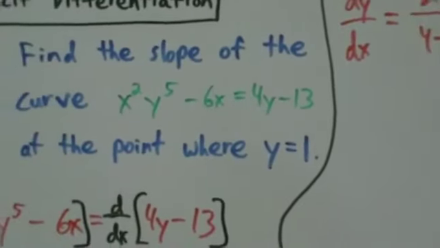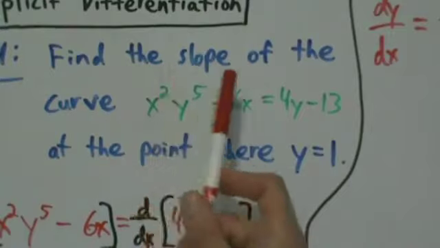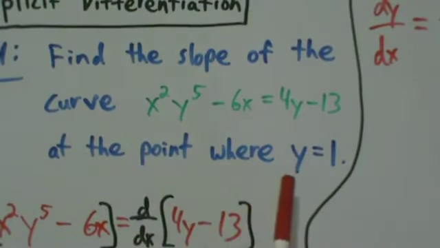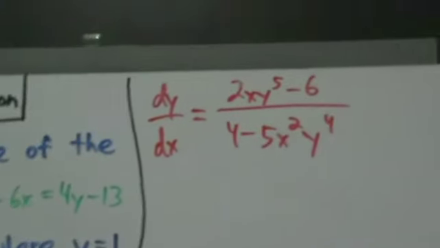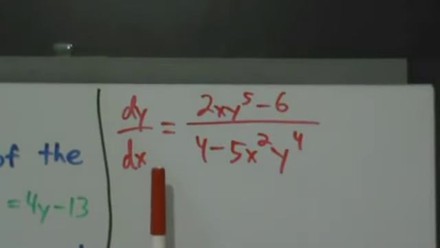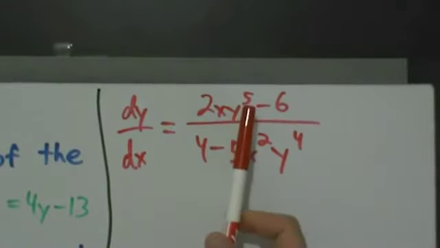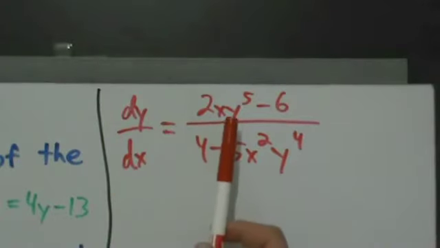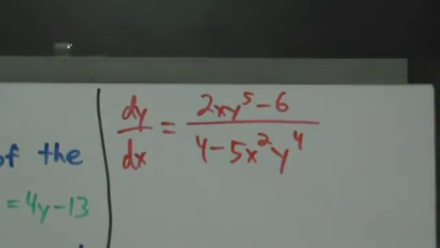So the original instructions were to find the slope of the curve, this curve, at the point where y equals 1. Okay, so we found dy dx. Now we have to find the numerical value of dy dx when y is 1. So we can just plug in y equals 1. We can plug that into here, right? Well, yeah, but then we're still left with some x's here. So what do we do about that? We're going to be stuck with all these x's here.